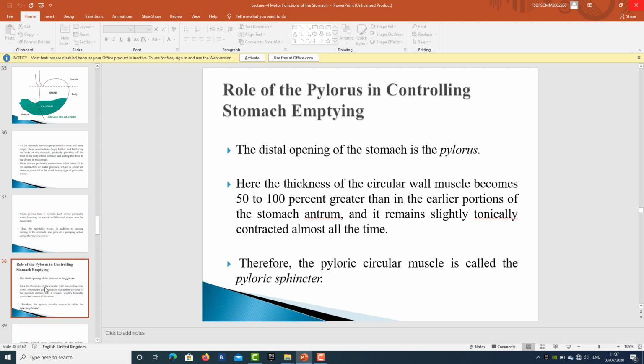Now, what is the role of the pylorus? The pylorus has the role of controlling stomach emptying. The distal opening of the stomach is known as the pylorus. Here, the thickness of the circular wall muscle becomes 50 to 100% greater than in the earlier portions of the stomach antrum, and it remains slightly tonically contracted almost all the time. Therefore, the pyloric circular muscle is called the pyloric sphincter.